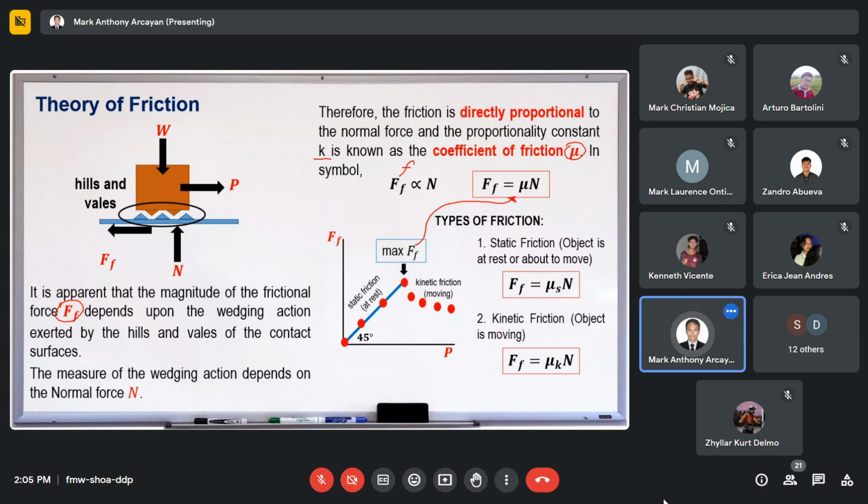Now, note that upon looking at the graph, at the maximum point, the static frictional force is large. If your static frictional force is large, it follows that your coefficient of static friction is also large. Compared to kinetic friction, it is lower here, it drops. So the coefficient of kinetic friction is also small. So note that the coefficient of static friction is always greater than the coefficient of kinetic friction. Watch out for this.